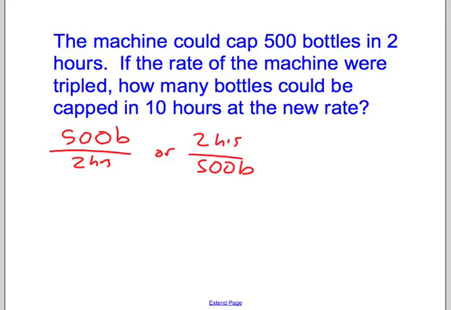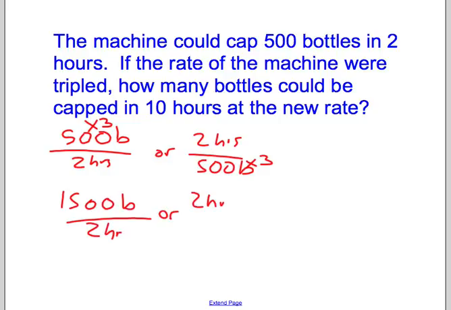1,500, because we're going to take the rate and triple it. Take it times 3. So your new rate then is 1,500 bottles in 2 hours, or 2 hours over 1,500 bottles. If the rate were tripled, how many bottles could be capped in 10 hours?